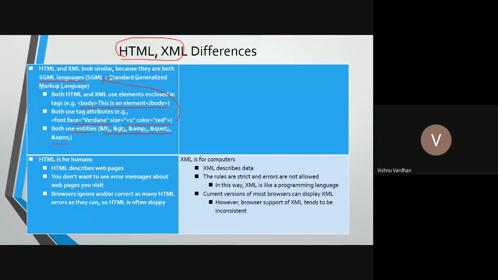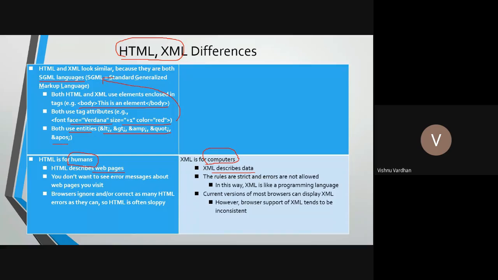Then HTML is for humans because websites we generally make for humans, not for programs. HTML is for the humans, whereas XML is for the computers. HTML describes web pages, XML describes the data. In HTML, you don't want to see error messages about web pages you visit. Okay, generally you try to see the content, even if there is an error, it will be printed directly onto the browser window, and you just simply neglect that because ultimately humans can easily identify what is the actual data and what is not the data.